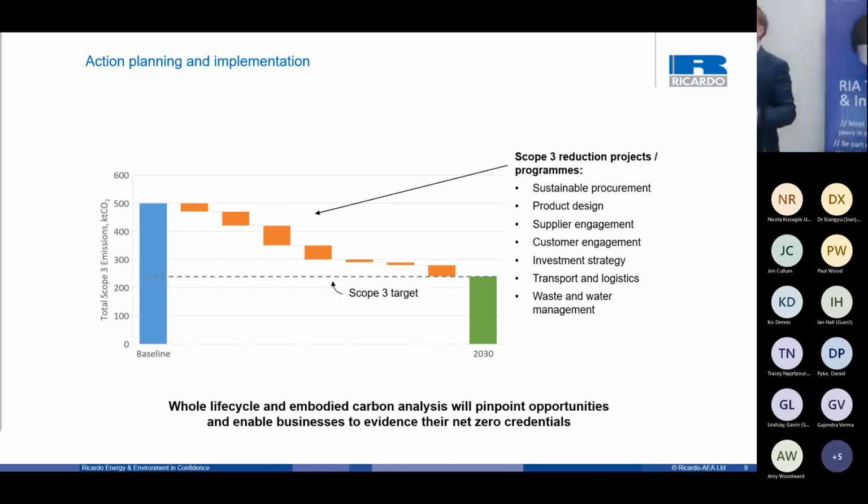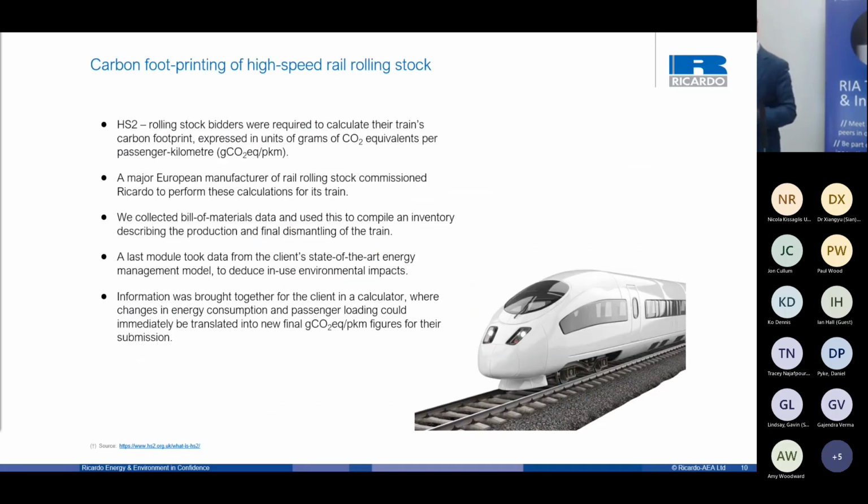And if you don't have that level of granularity, you're not able to understand where you can act as a business, whether that could be from procurement processes, what materials you're specifying, what components you're buying, down to product design. So how could you redesign certain components of your products to help you with the in-use phase or the end-of-life phase of those products? You need that level of detail to understand what your mitigation measures can be as you start to plot that trajectory towards net zero.